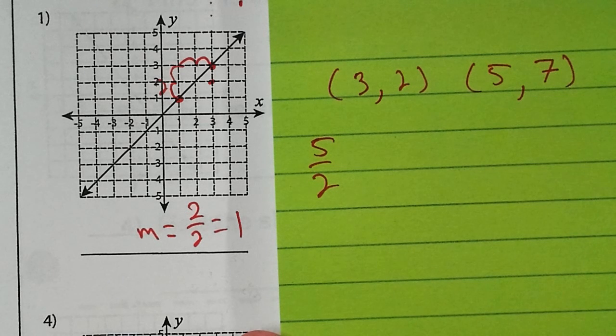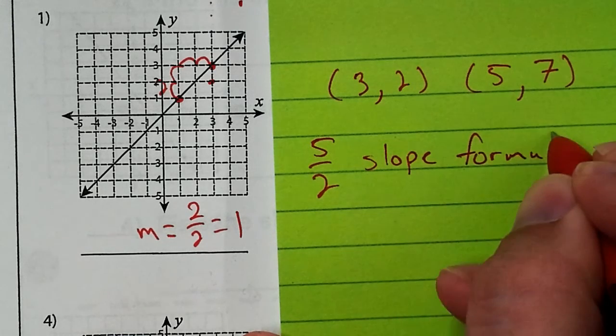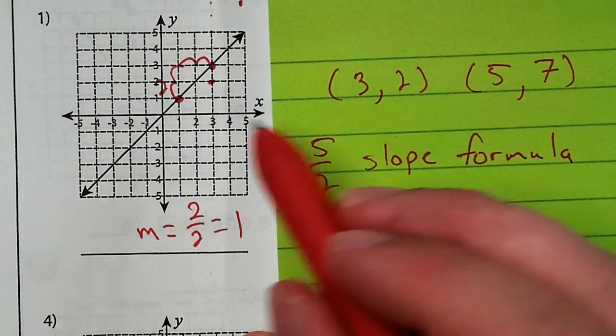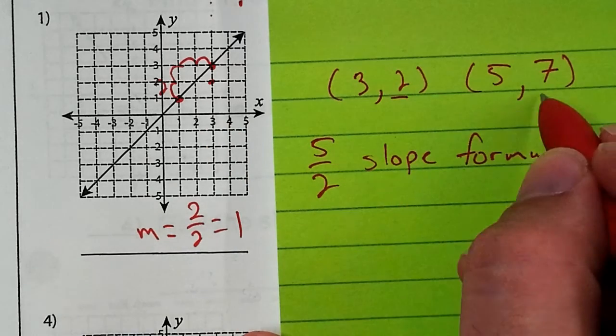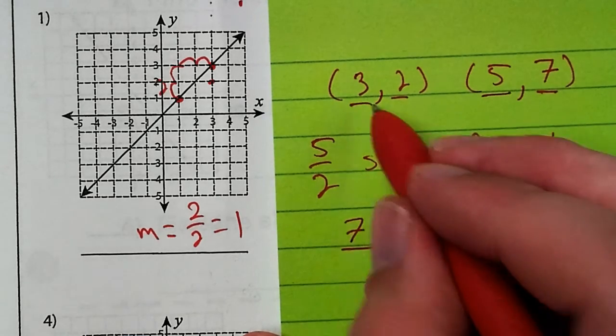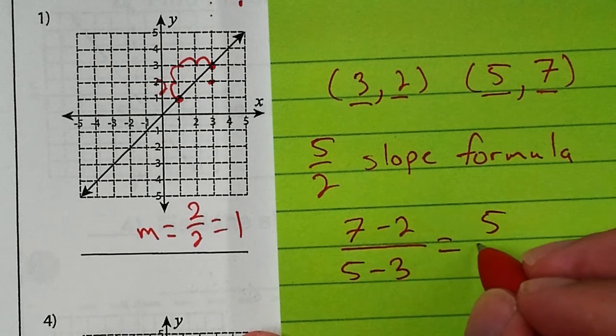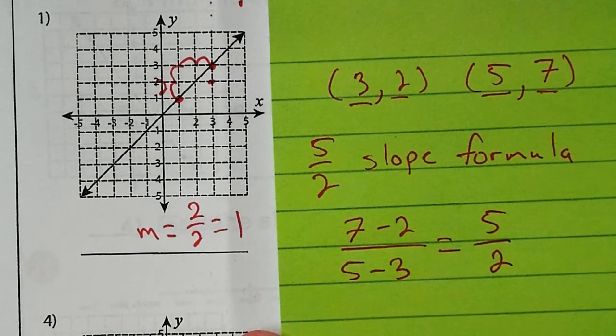So tomorrow, what you're going to do is learn a technique that you can use when you just have 2 points. And this one is called the slope formula. Now, we know slope is the rise over the run, so it should be the y values over the x values. 7 minus 2 is 5. 5 minus 3 is 2. See how we got that nice, easy, and quick?